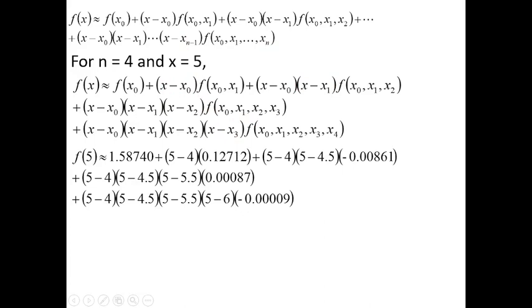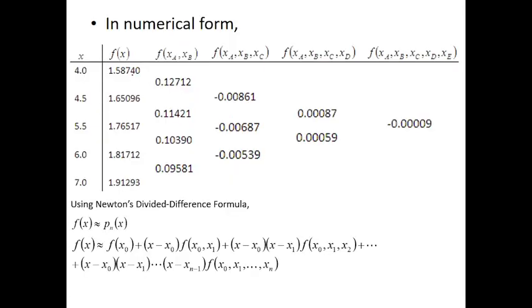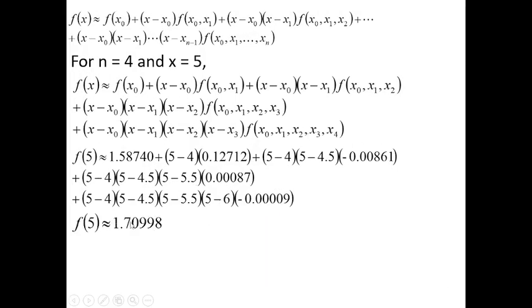Using the divided differences table, we already know how to use it, right? So we just substitute the values and get the answer, which is 1.70998. The x is 5, and x sub 0 is 4 in the table. The f of x0, x1 is 0.12712, and f of x0, x1, x2 is negative 0.00861 and so forth. Then you will arrive at this answer, 1.70998.